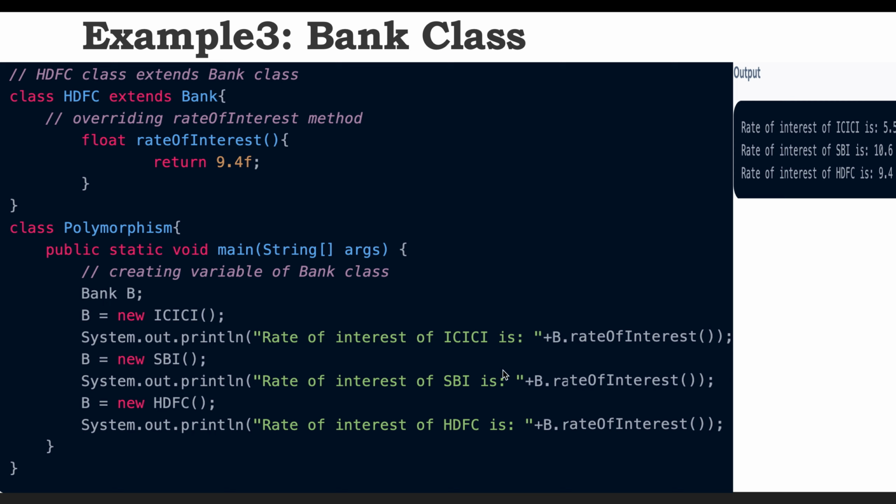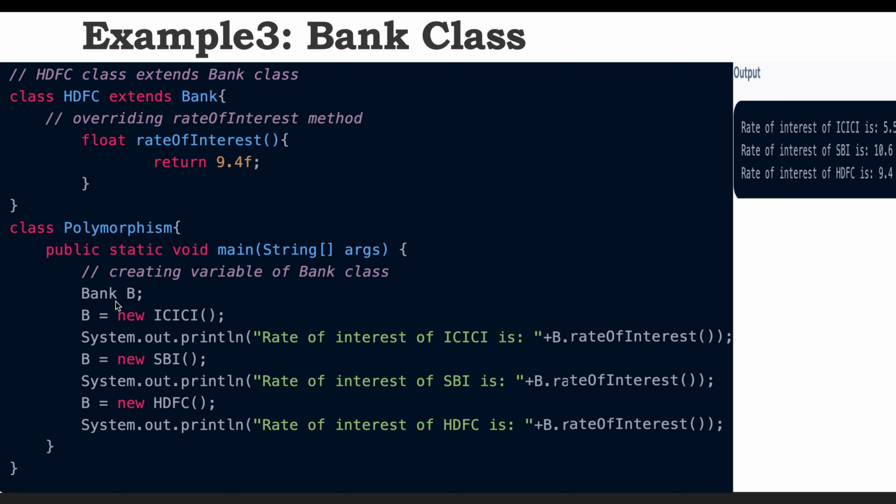So if you run this program, it is going to print something like this: the rate of interest of ICICI, whatever definition has been implemented, and then in the case of SBI and in the case of HDFC, something like this. So this is another example of runtime polymorphism, where the call of the method, or the call of the functionality of the class, is decided at runtime. That's why this is called runtime polymorphism.